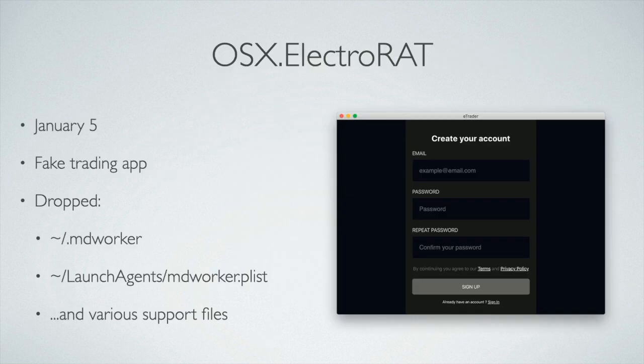ElectroRAT was another one from this year. This one was discovered January 5th, so very early on in the year, and it was a fake cryptocurrency trading app that was really designed to steal your cryptocurrency. And it dropped some files on the system that were designed to look like Spotlight-related files. That's a pretty common thing that we see on macOS, as I'm sure most of you who deal with malware know. And there were all kinds of other support files that it dropped as well.